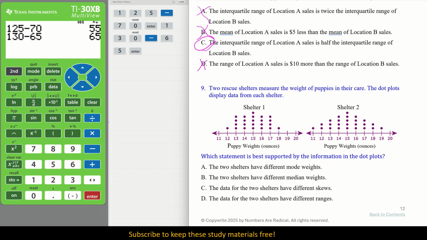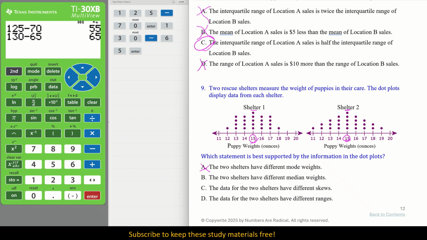Okay, so we do the same thing. A: the two shelters have different mode weights, where mode is the weight that we would see the most. So it would be the highest. Well, here and here just so happens those are both 15. So they're equal. They are not different, so that's not true.